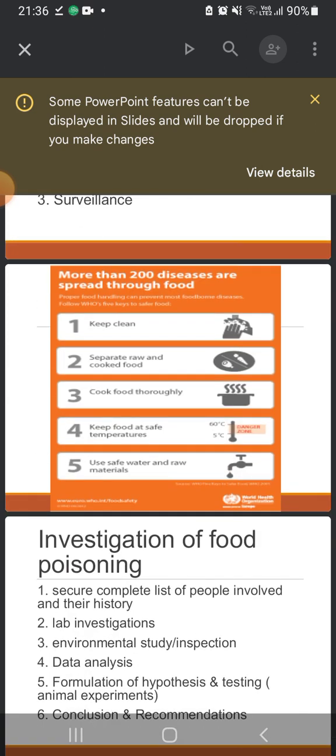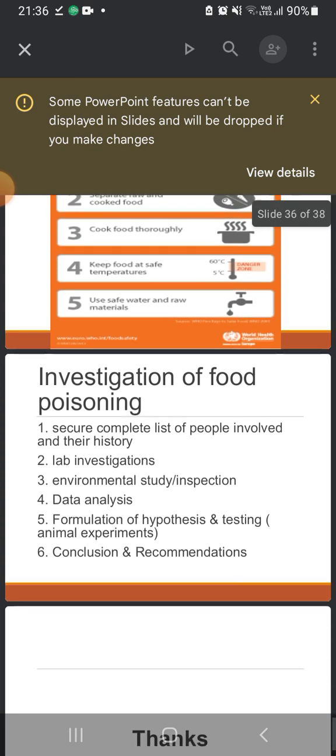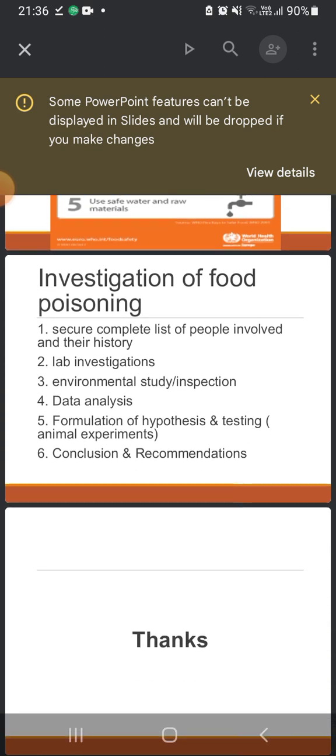Surveillance is important. Keep clean, keep raw and cooked food separate, cook food thoroughly, keep food at a safe temperature, and use safe water and raw materials. And how do we investigate? List of people involved, the history, lab investigation, environmental study and inspection, data analysis, formulation of hypothesis, and conclusion and recommendation.